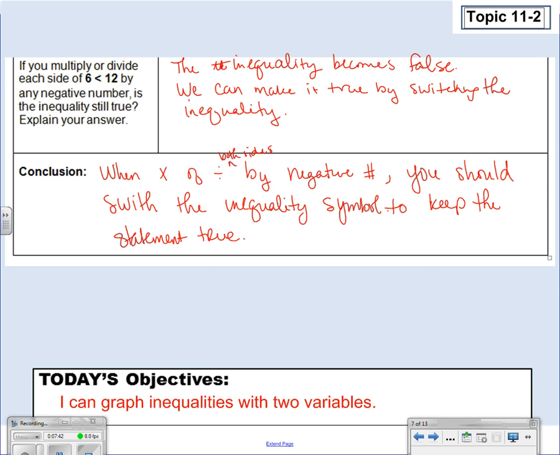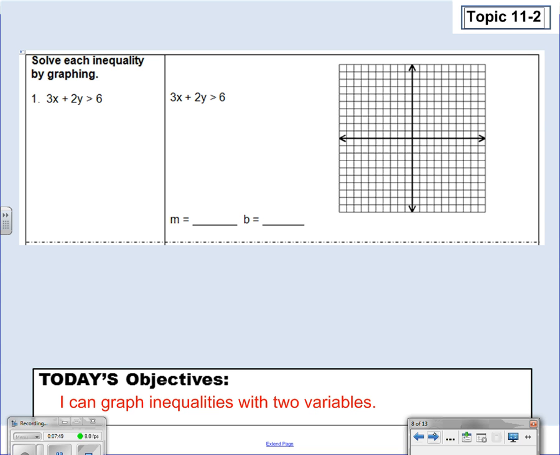So let's do that now. The main thing we're going to look at is, what is the number in front of the y? Because if the number in front of the y is negative, that means we're going to be multiplying or dividing by a negative number. If the number in front of the y is positive, we do not have to switch. What we do have to do in order to graph is solve for y.